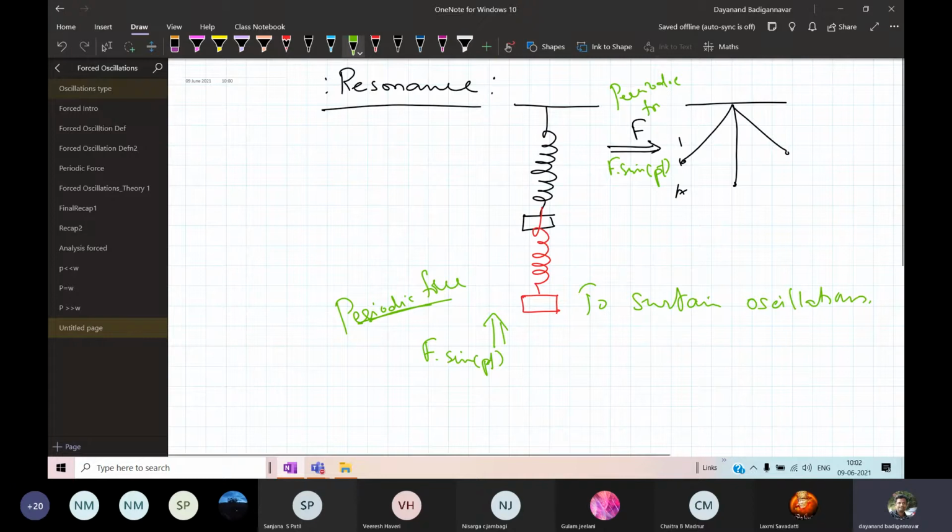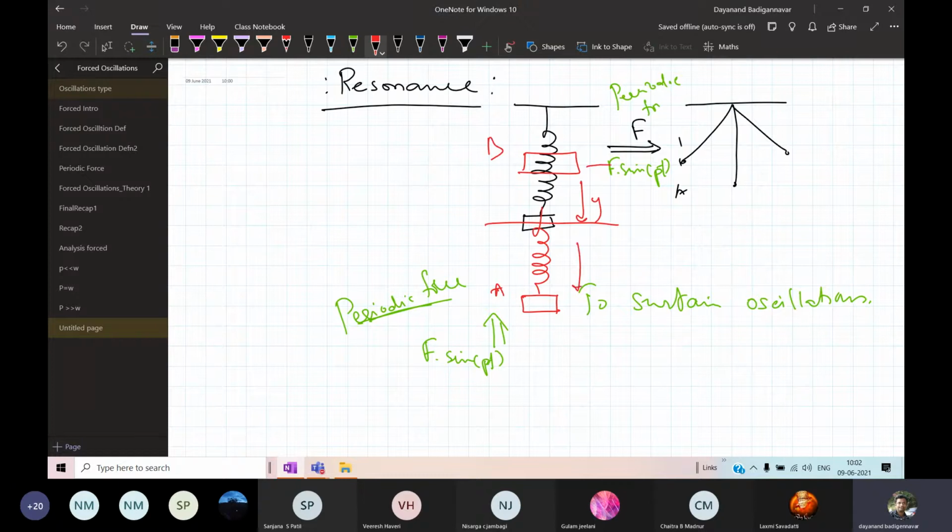So the oscillations for the spring is in between A and B. The displacement here you already know. This is Y, and here the displacement is theta. You want to keep the oscillations and displacement. So this is the forced oscillation. You have already learnt it. Forced oscillations.